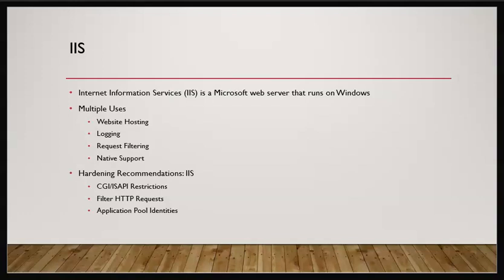So IIS has an extension called URL scan, and this can be configured to filter potentially dangerous HTTP requests through rule-based filtering. And then lastly is application pool identities, and this feature runs application pools using unique accounts without relying on domain or local accounts.